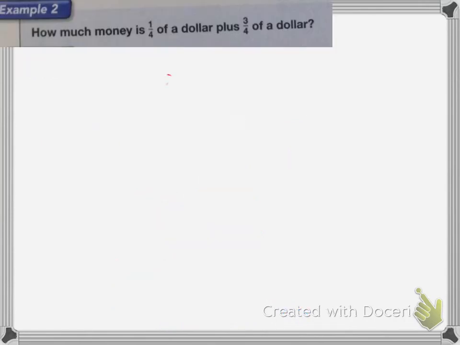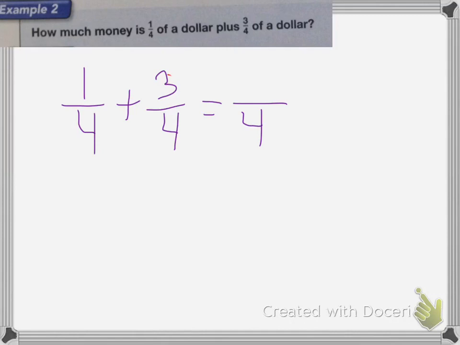So this one asks, how much money is 1/4 of a dollar plus 3/4 of a dollar? So if I add 1/4 plus 3/4, okay, the denominator stays the same. And then 1 plus 3 is 4. So my answer is 4/4. Now if I have the same number on the top and the bottom, that is the same as 1. So my answer is going to be 1 whole dollar.